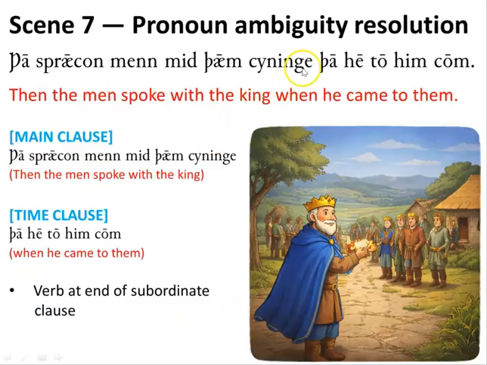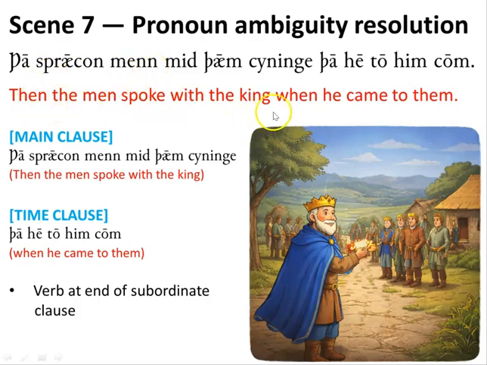Let's move on. Pronoun ambiguity. Okay. Thas barakon menna mid tham kuninga tha he to him kom. All right. Now, watch out. You might get confused by he, him, them in this case. Menna, the people. By the way, menna means people, not just males.